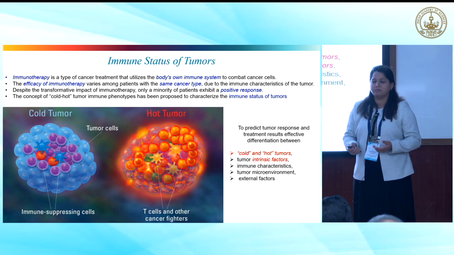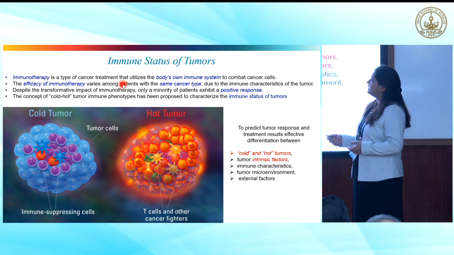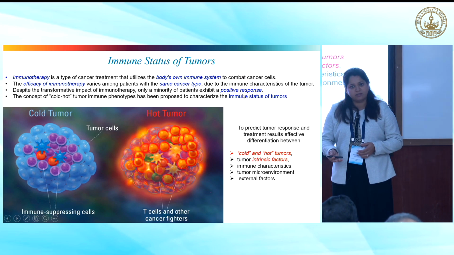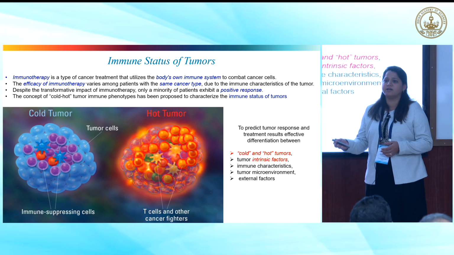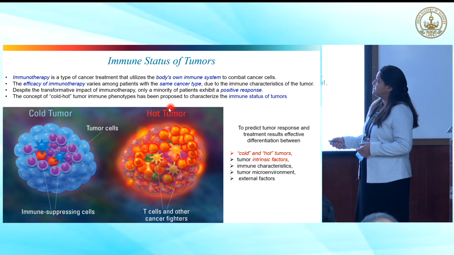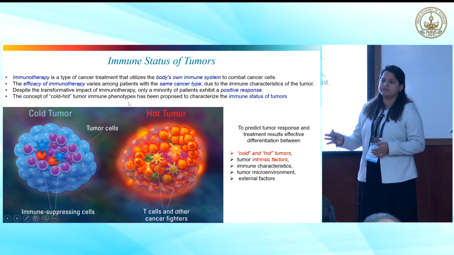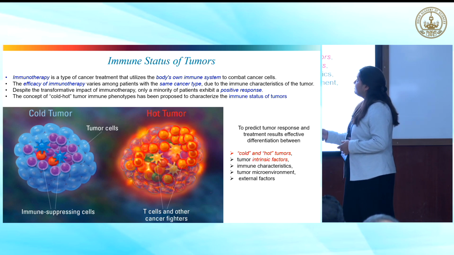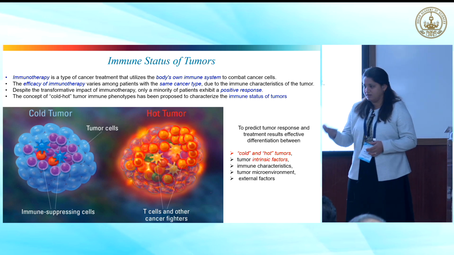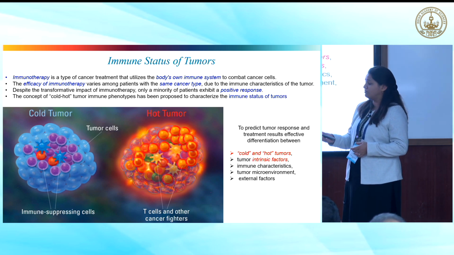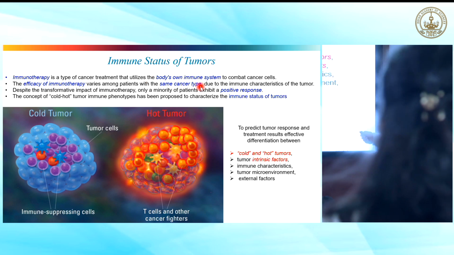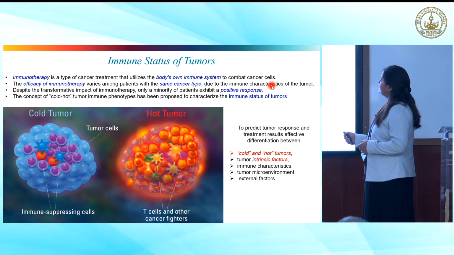Now what is immunotherapy? When we talk about immunotherapy, our own body's immune system is used to combat the cancer cell. But the results are not always very positive. It varies among patients even with the same cancer type. If I talk about mouth cancer or colon cancer, even with the same cancer type, the response or the efficacy of immunotherapy varies from patient to patient. And why is this so? Because of the immune characteristic of the tumor.